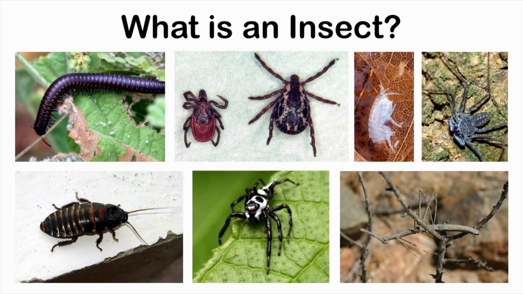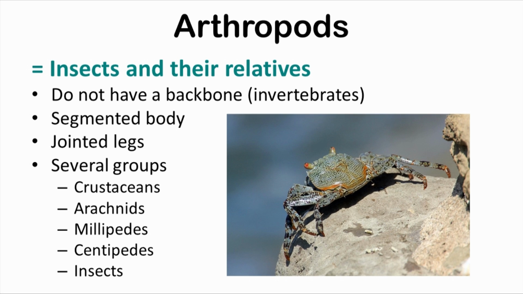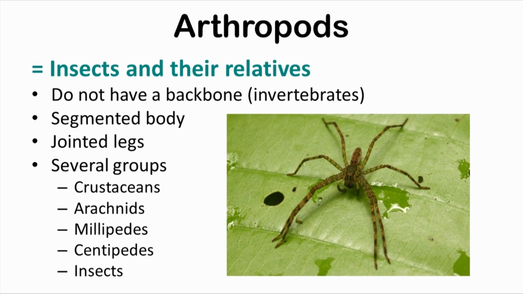There are lots of creepy crawlers out there, but could you pick out which of these are insects and which aren't? And explain why? But before we talk about what makes an insect, let's explore some other related groups of animals. Arthropods are the larger group of animals that insects belong to.